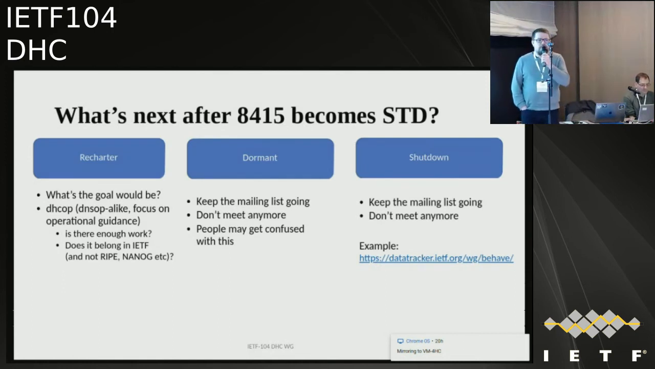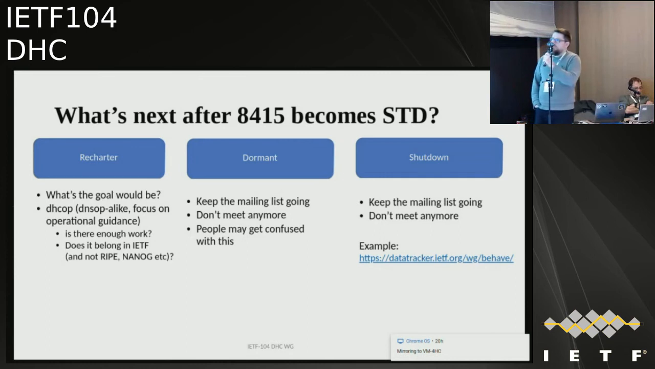So I think we have a couple options. The first one is once we deal with the current work, we could recharter. But the question is what the charter would be. We could think about something like we have DNSOP. So we could consider creating a working group about DHCP operations. I don't know, maybe it would be more appropriate to do it in the ops area, or maybe not do it in IETF at all. Maybe do it in some other bodies like RIPE or NANOG. So this is one possibility.